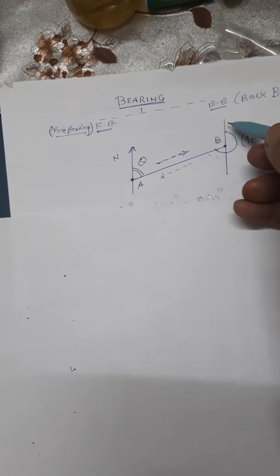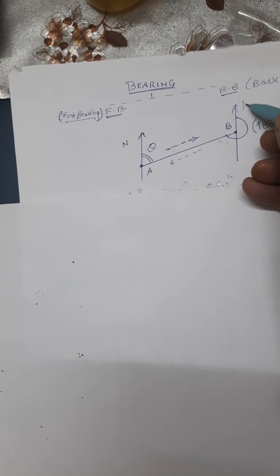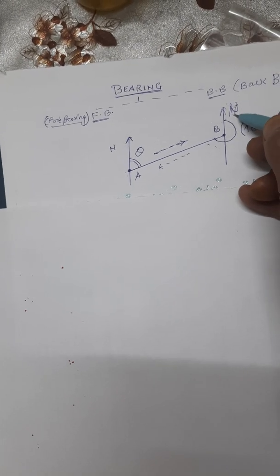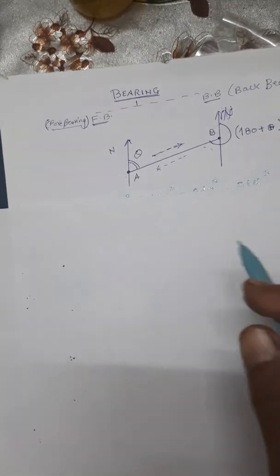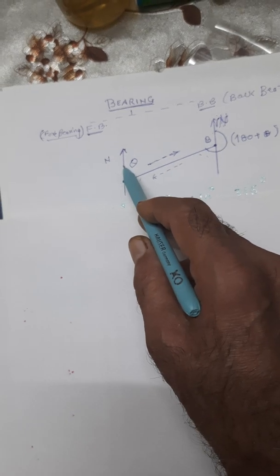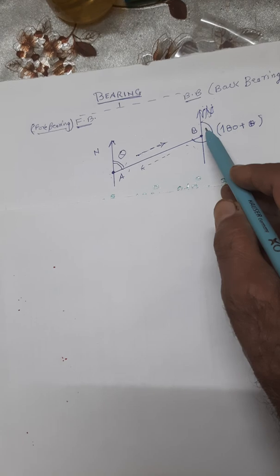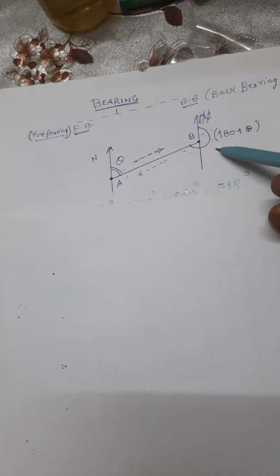Always, as usual, we can call this north. So all the angles are measured from north. Forebearing is nothing but the angle in a clockwise direction, in the direction of the progress of the work. And the reverse direction we call the back bearing, and that is the angle theta like this.